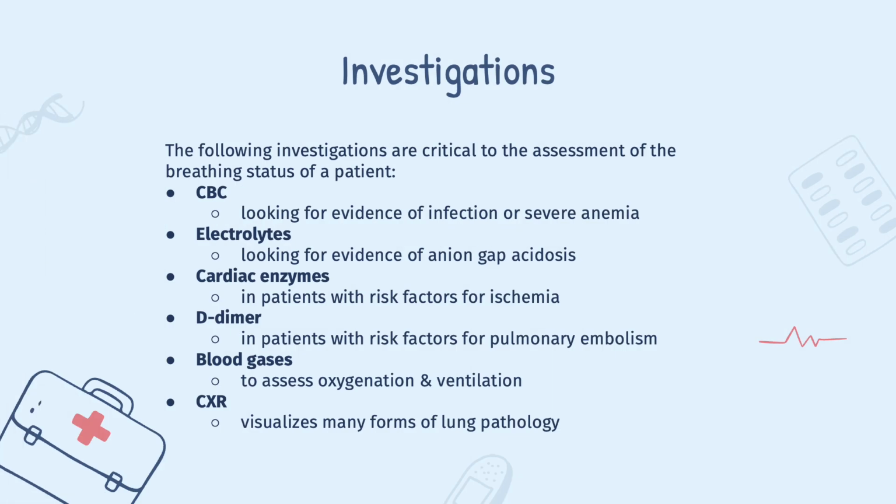So other important investigations in the ER when dealing with shortness of breath or respiratory distress, certainly our CBCs. So we're looking for any evidence of severe infection or severe anemia, looking at our electrolytes, so certainly calculating the anion gap, cardiac enzymes, so if we have a patient where we're thinking MI, D-dimer, so again, only helpful in ruling out PE, our gases, as I mentioned previously, and then chest x-ray is going to be important. So we're specifically looking for any kind of forms of lung pathology there.